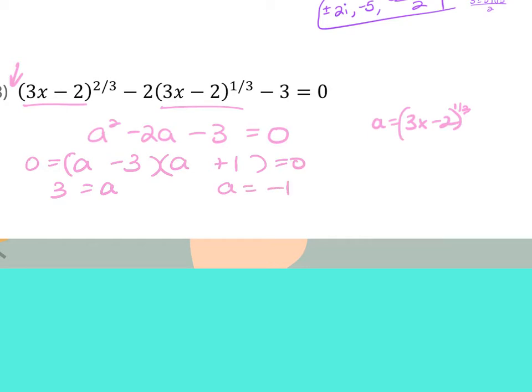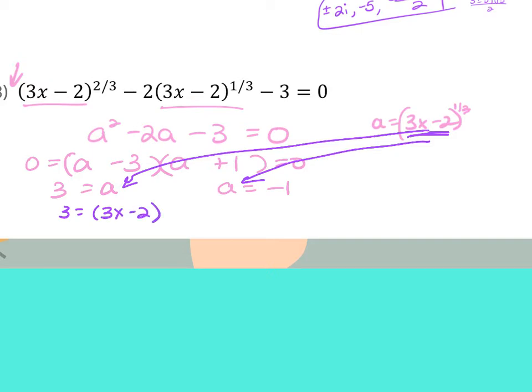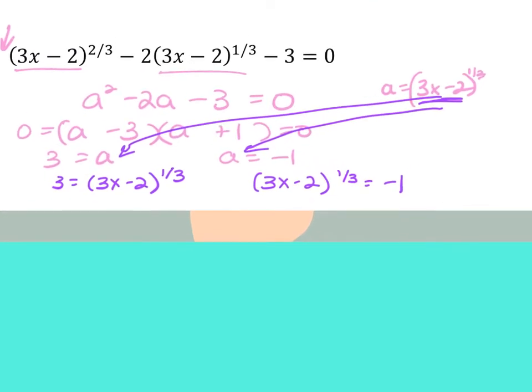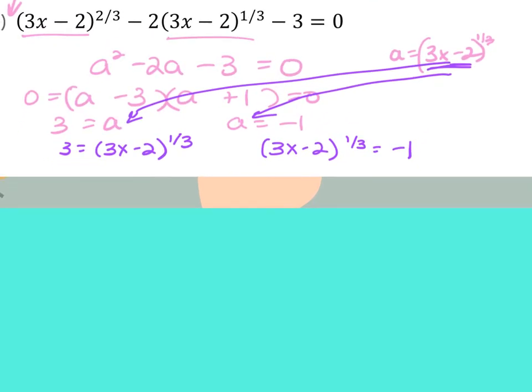But remember, we're not solving for a. We have to plug this back in. So 3 equals (3x minus 2) to the 1/3. And (3x minus 2) to the 1/3 equals negative 1. Now, how do I get rid of a 1/3? Cube. Good. Cube both sides.